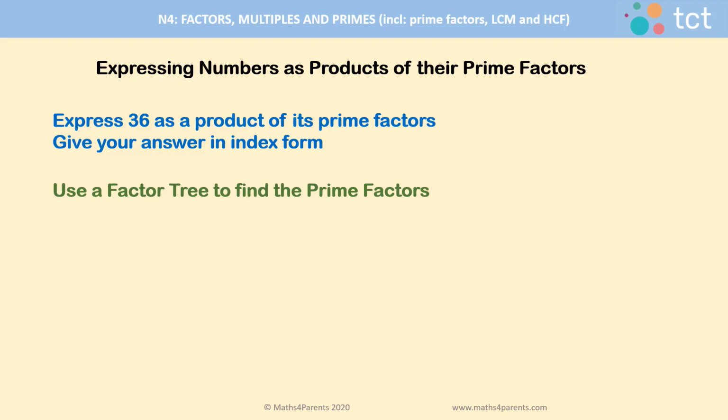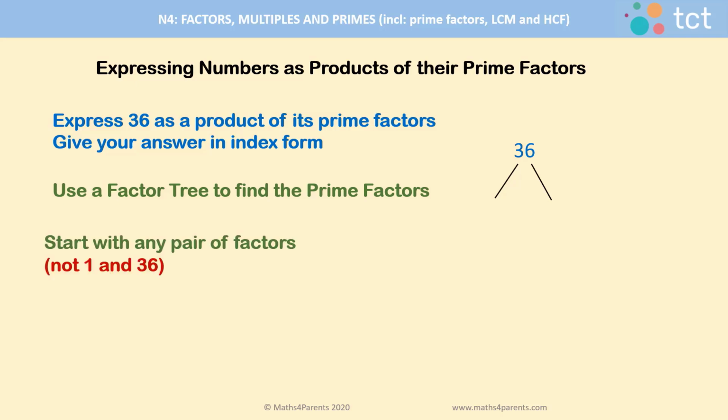Using a factor tree, we start with the number we're finding the factors of, 36. We start off with any pair of factors of 36, not 1 and 36. I know that 6 times 6 is 36, so they're the two I'm going to use, one at the end of each branch. Now I have to ask myself, is 6 a prime number? And it isn't, so I can carry on.